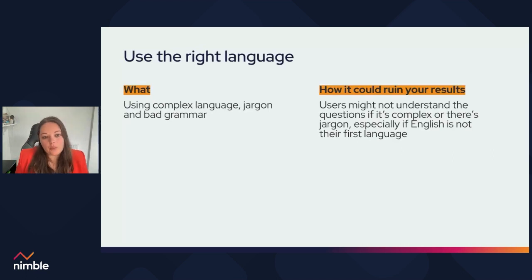You need to use the right language. So using complex language, using jargon, using bad grammar, things like that could really ruin it because the user might not understand exactly what it is you're trying to ask. You can't assume that they all know the same jargon as well. If you've got a user where English is not their first language, or they've got something like dyslexia, it might really cause problems for that user and then they might drop out. You're discriminating against a whole bunch of people there as well because you're not making it accessible for them.